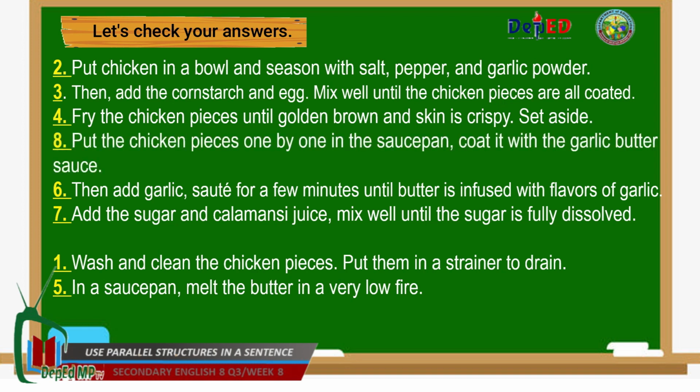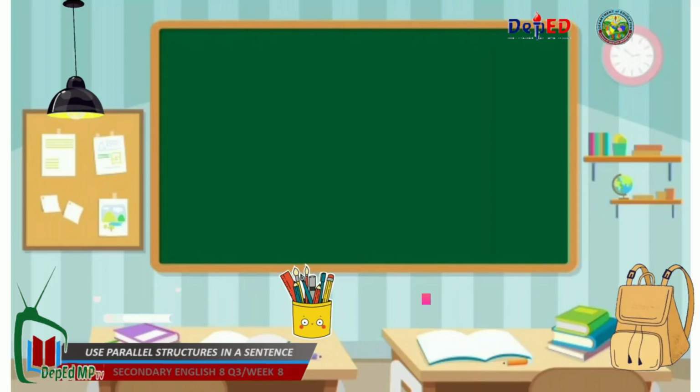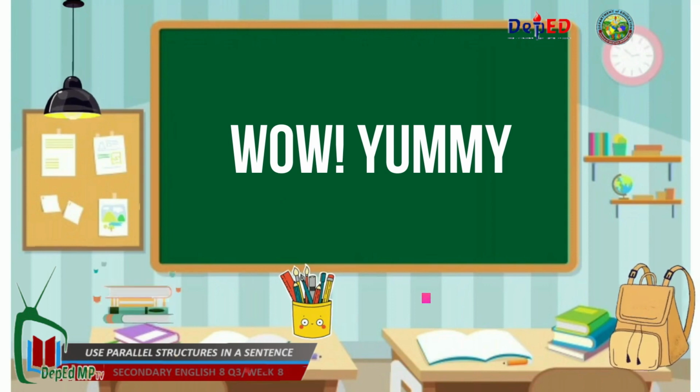8. Put the chicken pieces one by one in the saucepan. Coat them with the garlic butter sauce. And 9. Serve with extra sauce on the side and steaming rice. Wow, yummy! You are now ready to cook your delicious battered chicken.